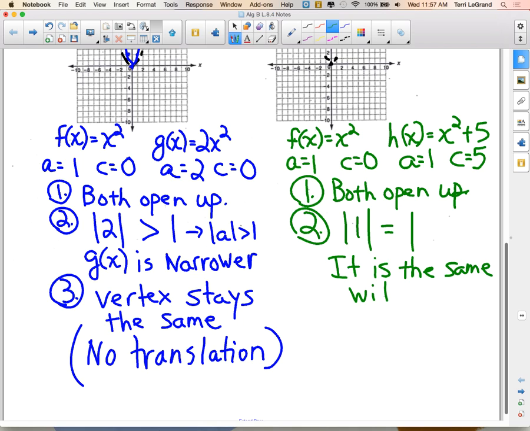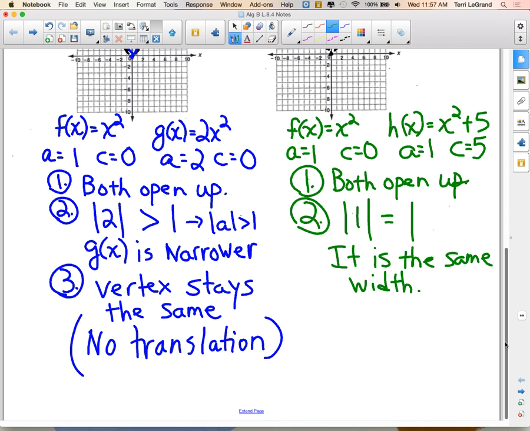H of x did not get skinnier, even though it looks like it did, because they have the same A values. The absolute value of the A value is not less than 1. It's not greater than 1. It needs to be greater than 1 to get skinnier, and it's not. So they have the same width.